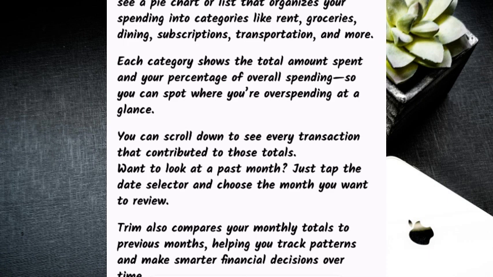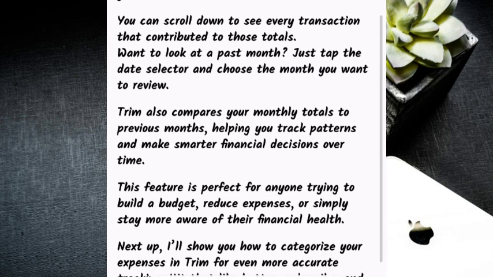If you want to look at a past month, just tap the date selector and choose the month that you want to review. Trim also compares your monthly totals to previous months, which of course helps you to track patterns and to make smarter financial decisions over time.